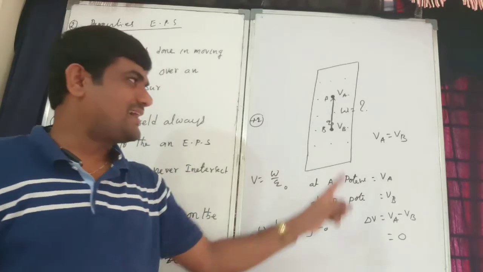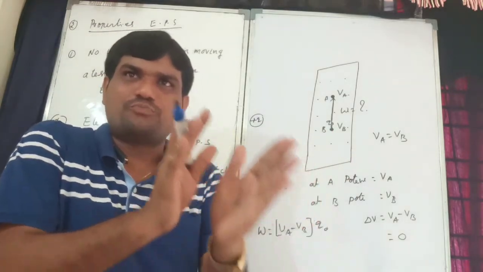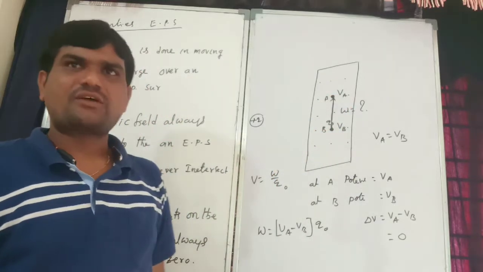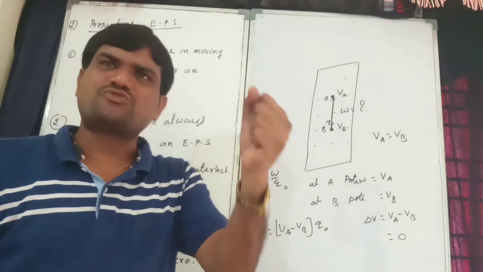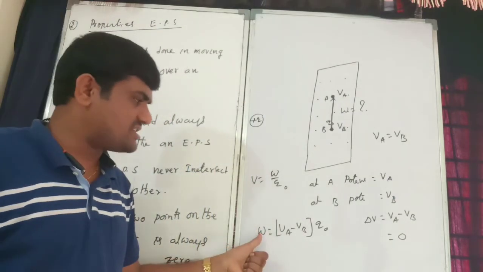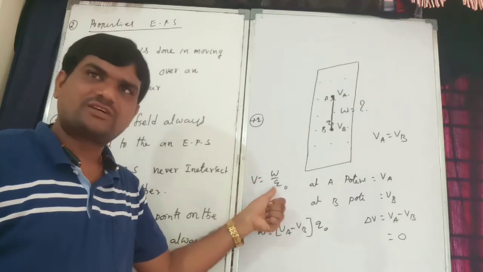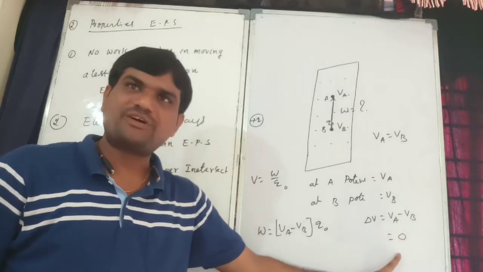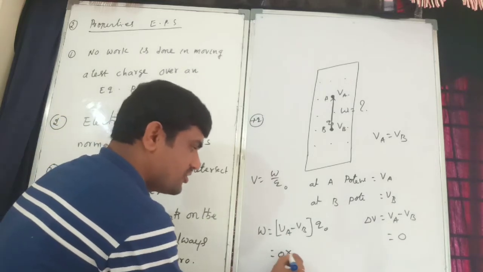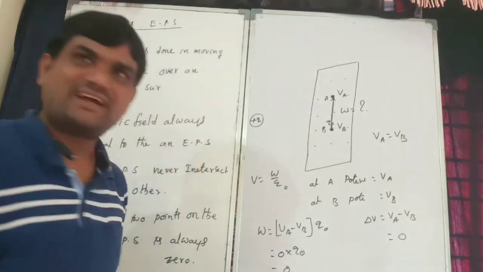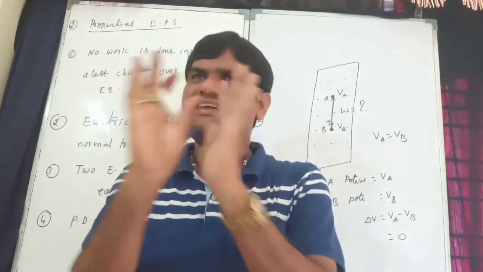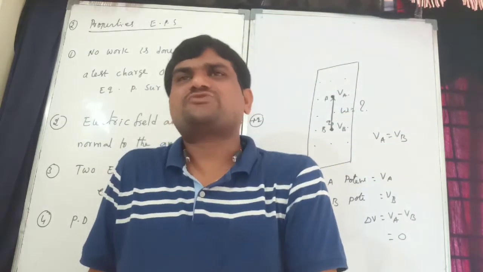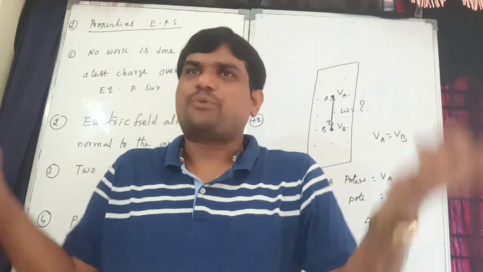Correct? The Q naught we want to bring from B to A. So how much work done is required? Work done W is equal to V into Q naught. Correct or not? There, VA minus VB is how much? 0. Therefore 0 into Q naught is 0. That means no need to do any work, because the potential is the same. The work done is equal to 0.